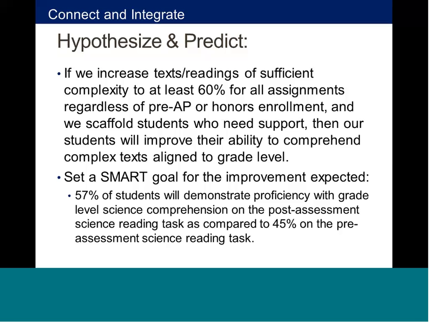So they said, if we increase the text or readings of sufficient complexity so that at least 60% of what we're giving them for their assignments, regardless of pre-AP or honors enrollment, whatever class they're in, if we increase that to 60% and we scaffold the students who need support, then our students will improve their ability to comprehend the complex text aligned to grade level.